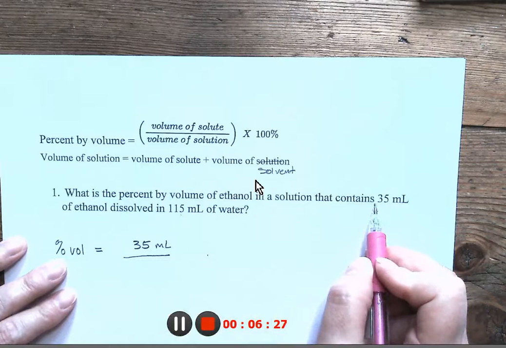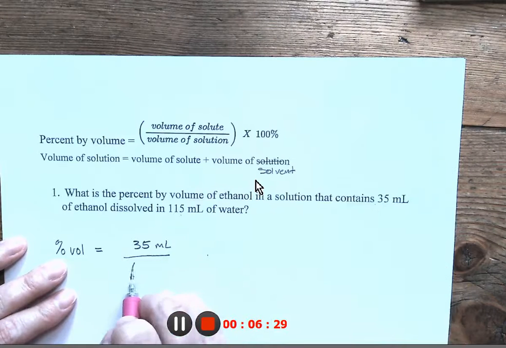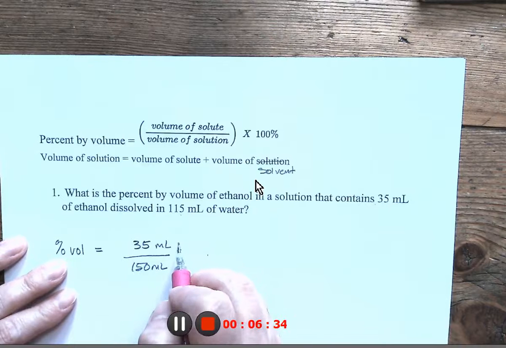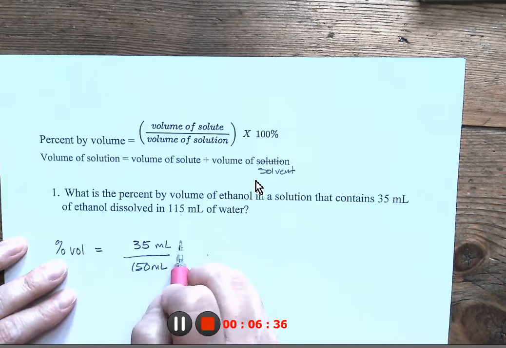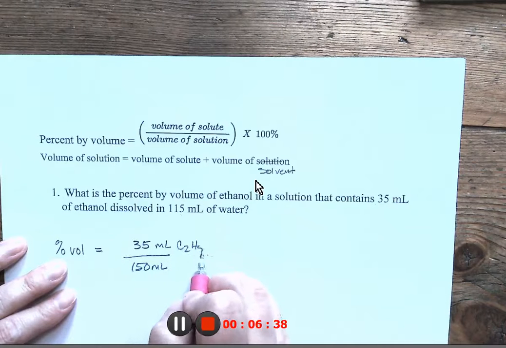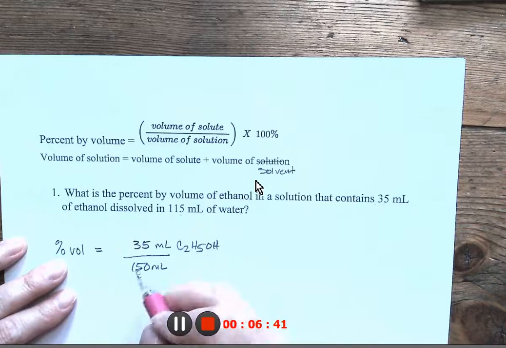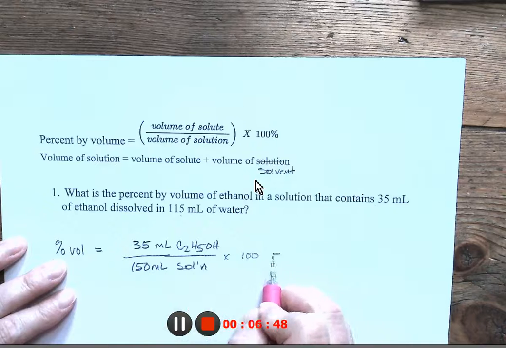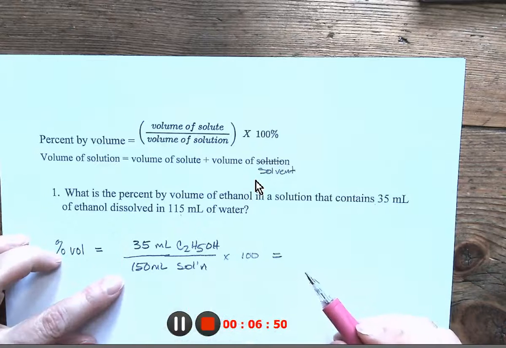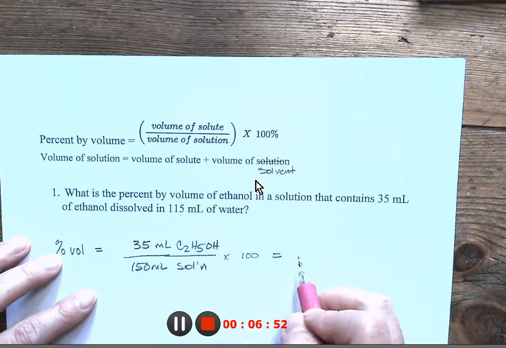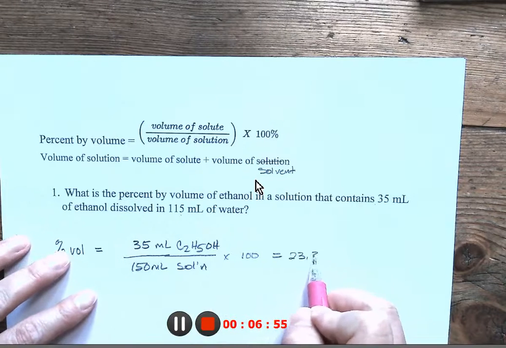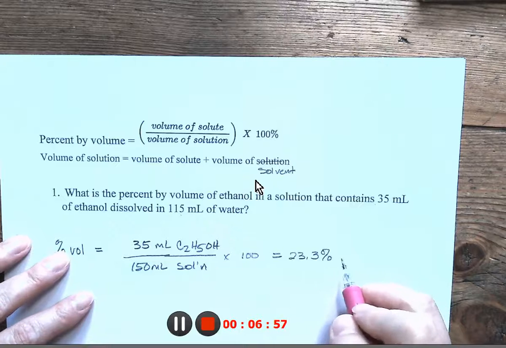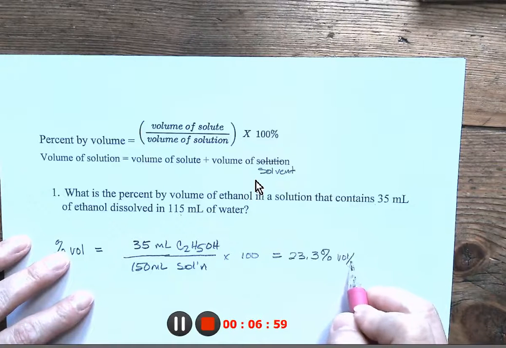So what is the percent by volume of ethanol if we have 35 milliliters divided by 115 plus 35, which gives 150 milliliters of solution, and ethanol is C2H5OH. Solution times 100. So 35 divided by 150 times 100, and we get a 23.3% by volume solution.